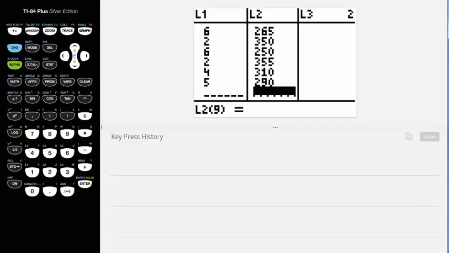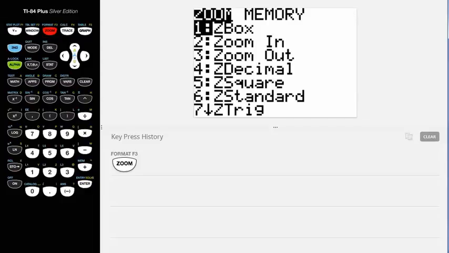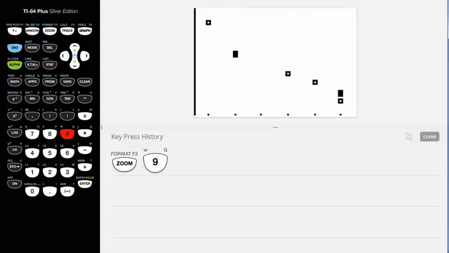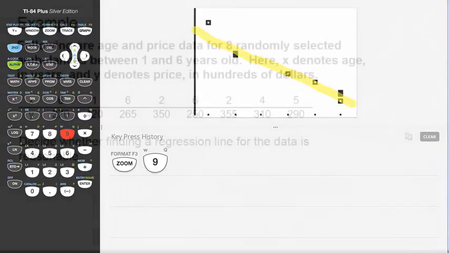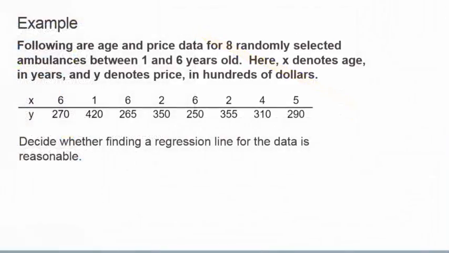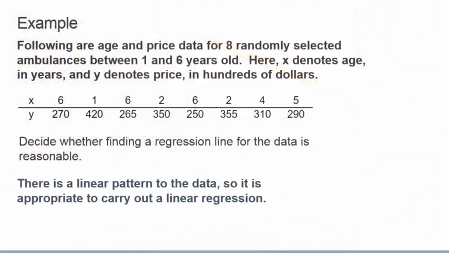Again, making sure we have our stat plot on and that we do not have a line in Y equals, I can go to Zoom, and I want ZoomStat, which is 9. And here I have my data points. They look like they make a line. There is a linear pattern to the data, so it is appropriate to carry out a linear regression.